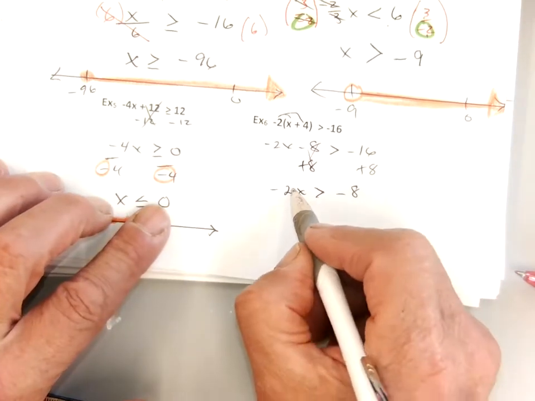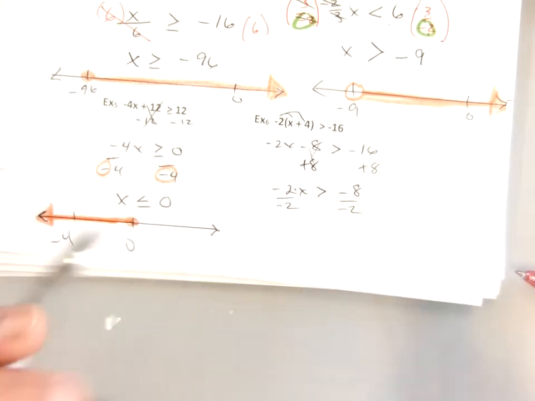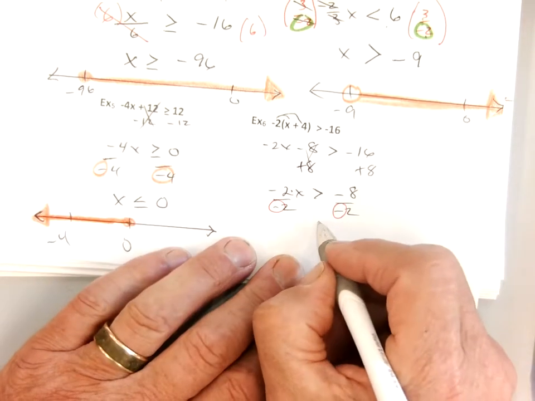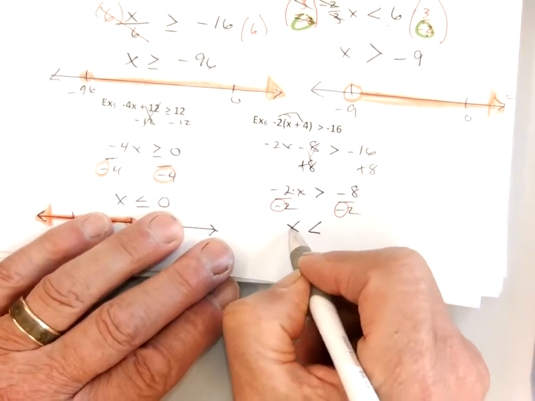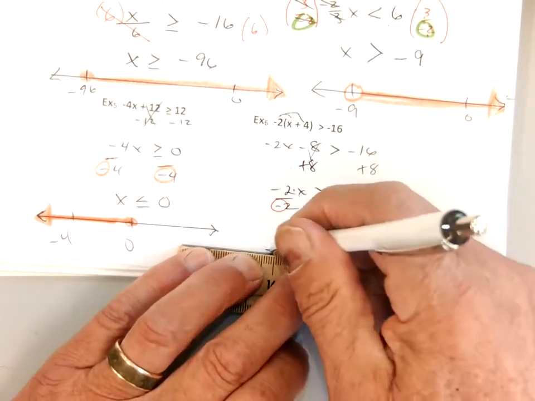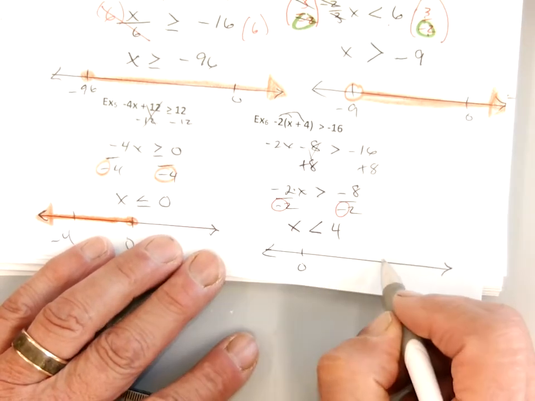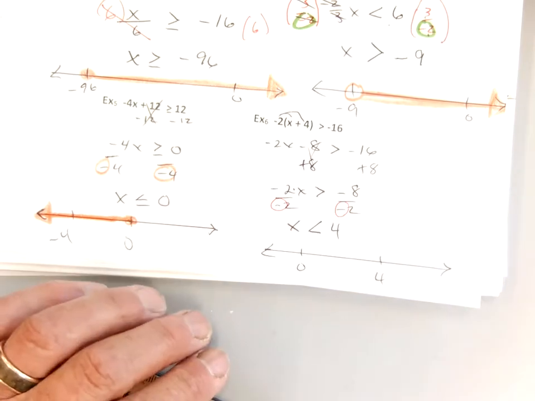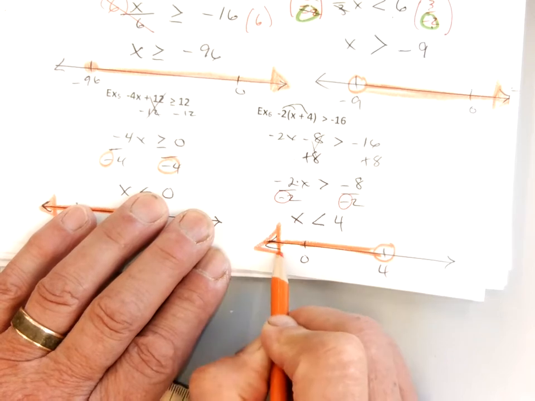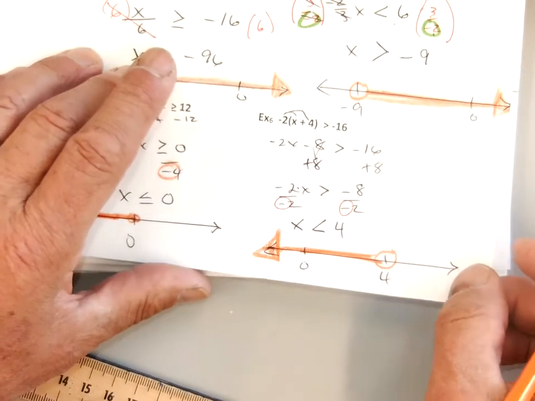It's a 2. There's an invisible times sign there, so I'll divide by negative 2, both sides. And because I divided by a negative, I will turn my inequality sign. X is less than 4. Zero, 4, less than's open circle because there's no equal sign. Okay. How am I doing? Okay. Pretty easy. Okay, ready to turn the page?